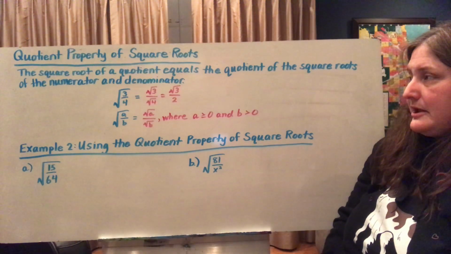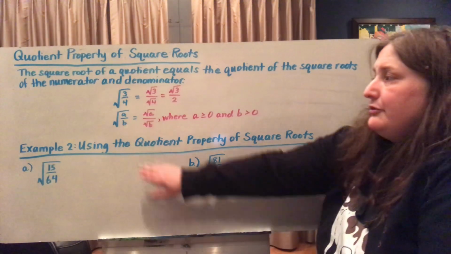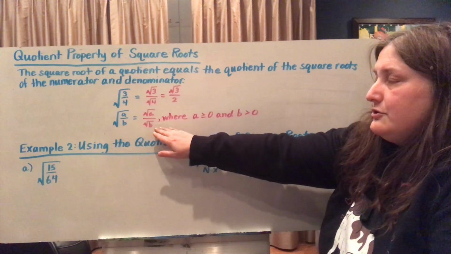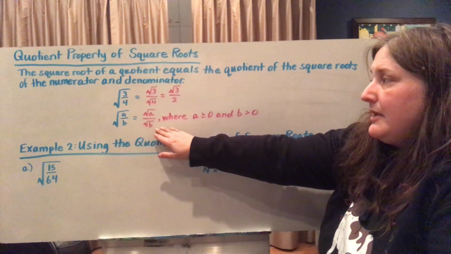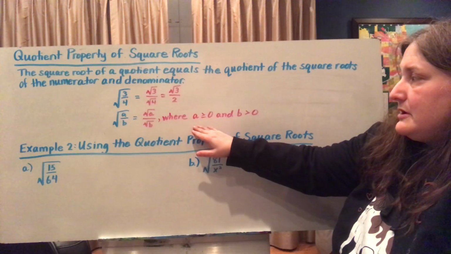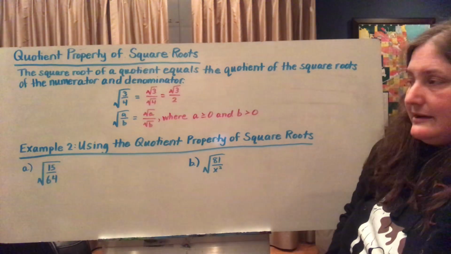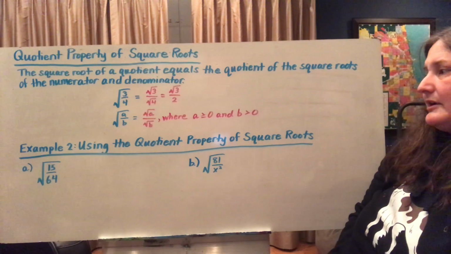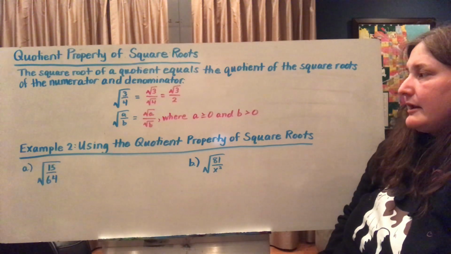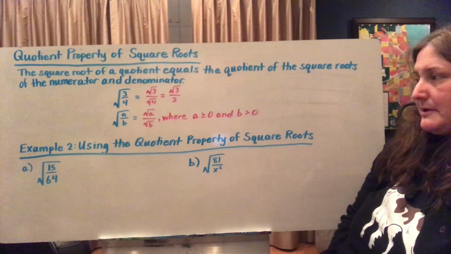So basically, algebraically, we're saying if we have the square root of a fraction, we can do our numerator and denominator separately. A has to be greater than or equal to 0. B has to be greater than 0 because we can't have a denominator of 0. So let's try simplifying some radical expressions using the quotient property.